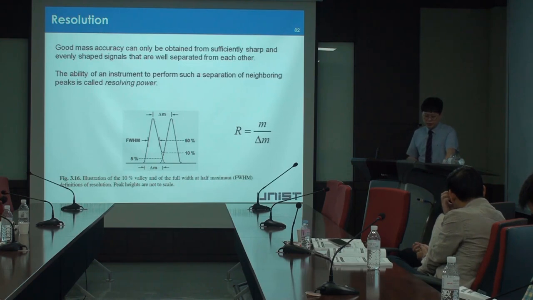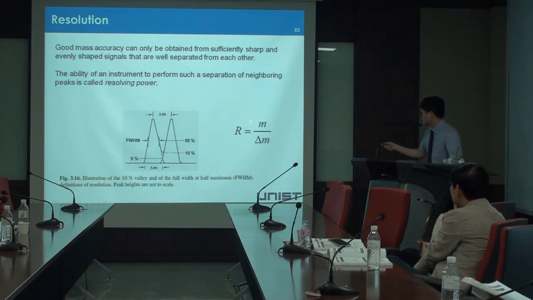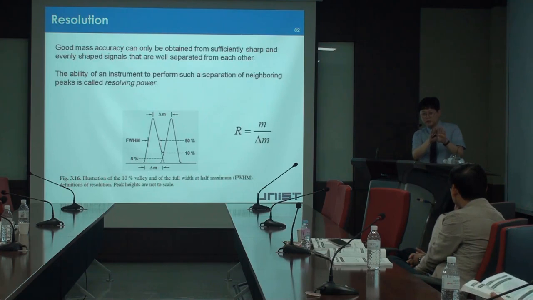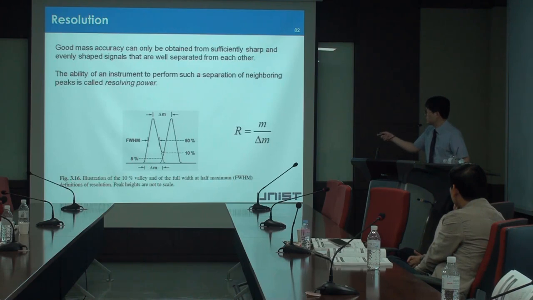And resolution is one of the important issues. We say R. R is calculated like this: M, the molecular weight, and delta M between nearby peaks. So for this case delta M is here, and M is the molecular weight of this peak. If R is high, a very large number, it means the peaks can be perfectly separated. But if R is low, the peaks can overlap. So high resolution MS means a very high number of R. Even very similar molecular weight compounds can be separated by high resolution. So we can also say it is resolving power.